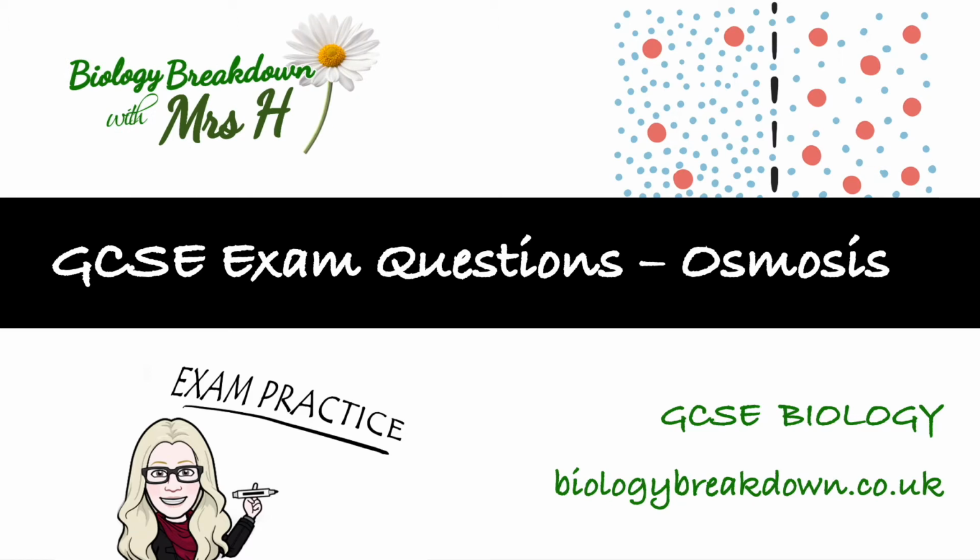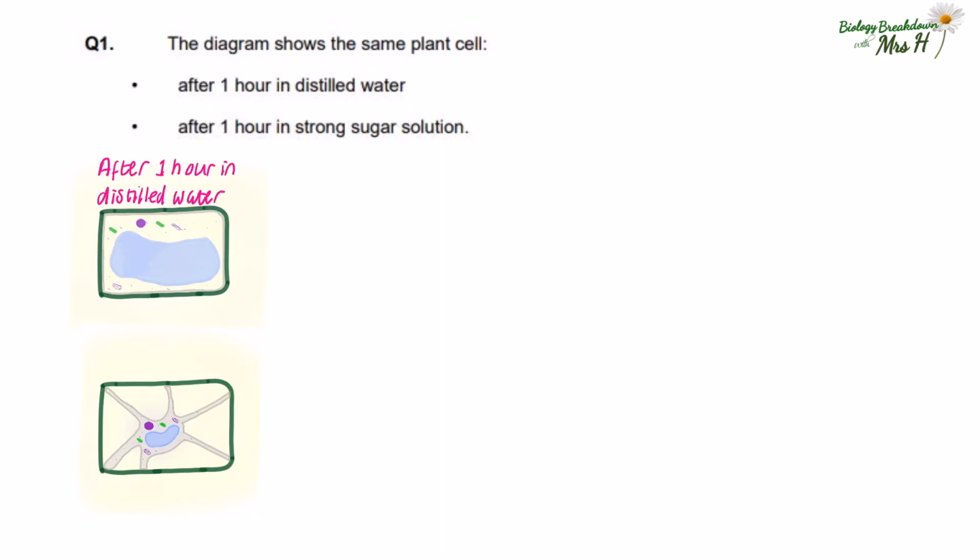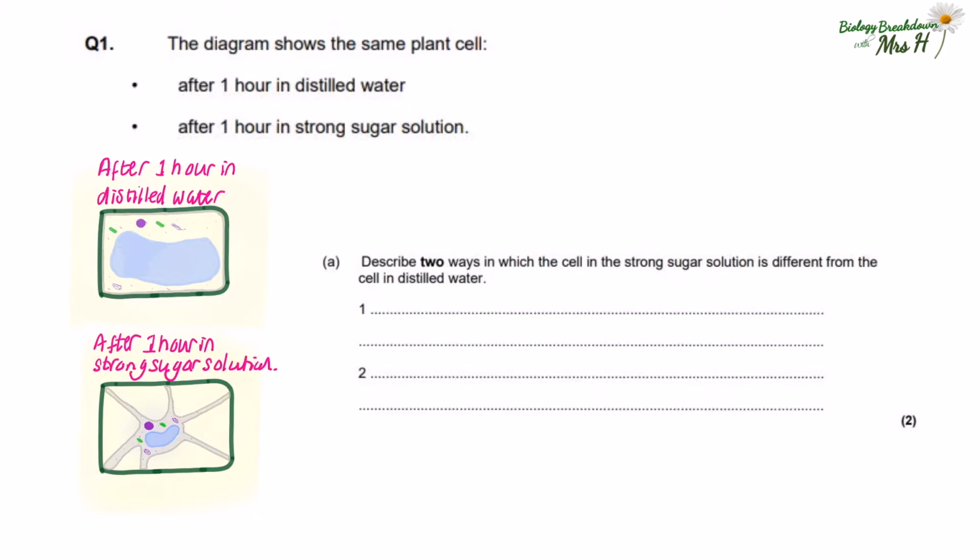Hello, Mrs. H here. Osmosis exam questions can be quite tricky, so I thought we would walk through some together. Question 1. The diagram shows the plant cell after 1 hour in distilled water, after 1 hour in strong sugar solution. Describe 2 ways in which the cell in the strong sugar solution is different from the cell in distilled water. The one in strong sugar solution has a smaller vacuole and it also has less cytoplasm.